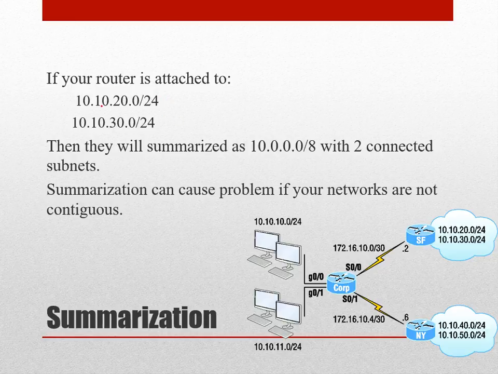But it says if your router is attached to these two, the 10.10.20, the 10.10.30, they will be summarized as a 10/8, even though they're subnetted with a 24-bit mask. Can cause problems if your networks are not contiguous. And non-contiguous means that we have these things separated by a different network type here. This one's separated by a 172. If they were contiguous, we probably would be in good shape with them.